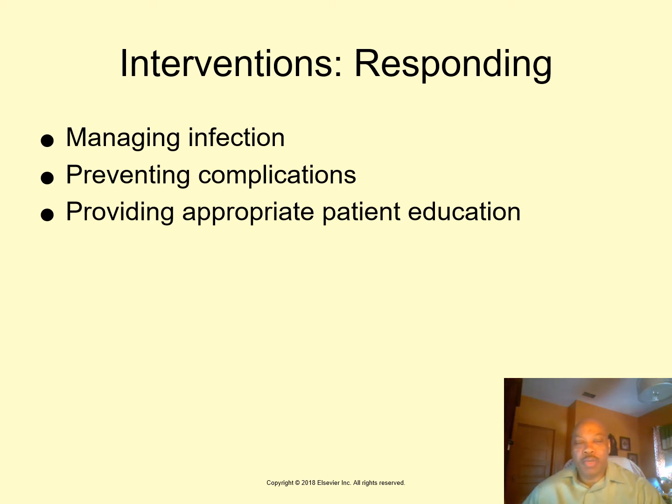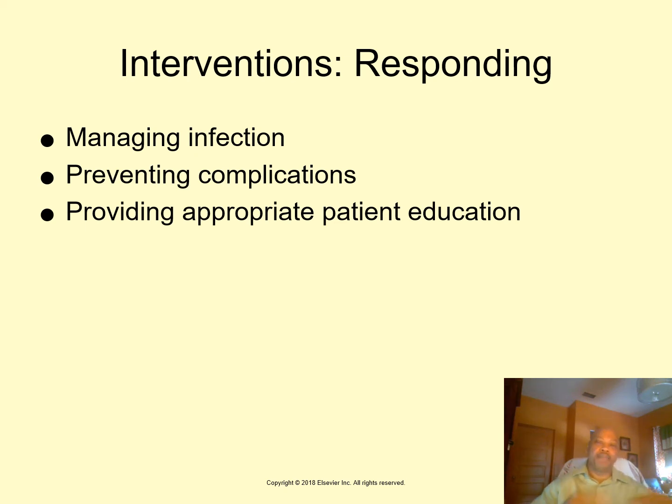And of course, we try to do a culture and sensitivity to determine what organism we're dealing with. So when we're talking about the right antibiotic, one of the ways we come up with the right antibiotic is to do a culture and sensitivity. We're trying to find out what the organism is sensitive to.